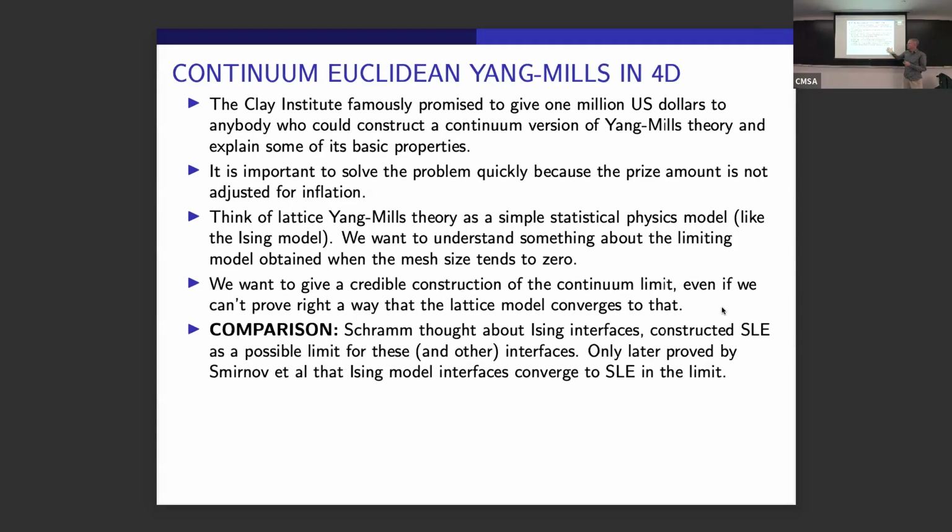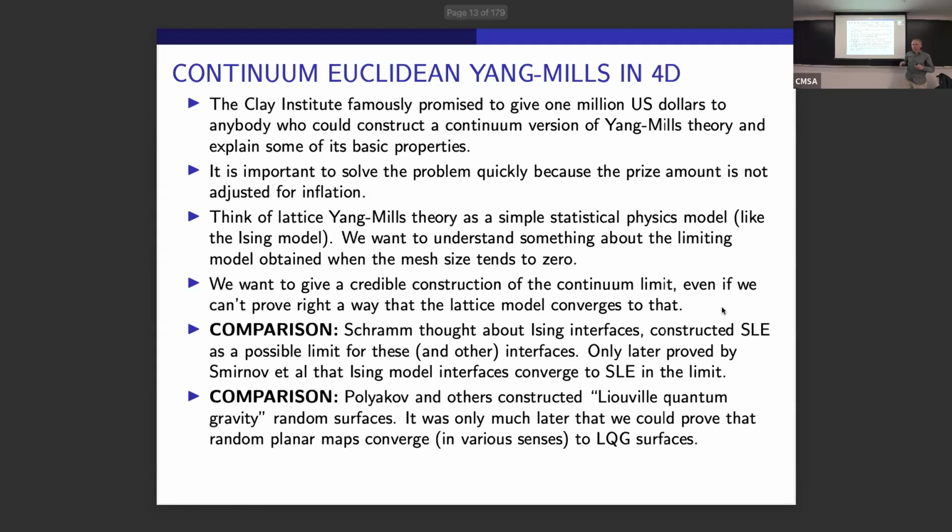So for comparison, when Oded Schramm was thinking about Ising model interfaces, he constructed what we now call the Schramm-Loewner evolution, this particular family of random fractal curves, as a possible limit. And it was only later proved by Smirnov and others that the Ising models converge to this. That when you take the interface in 2 dimensions between the plus and minus spin regions, you get these beautiful curves. But the construction of SLE itself preceded that by some years.